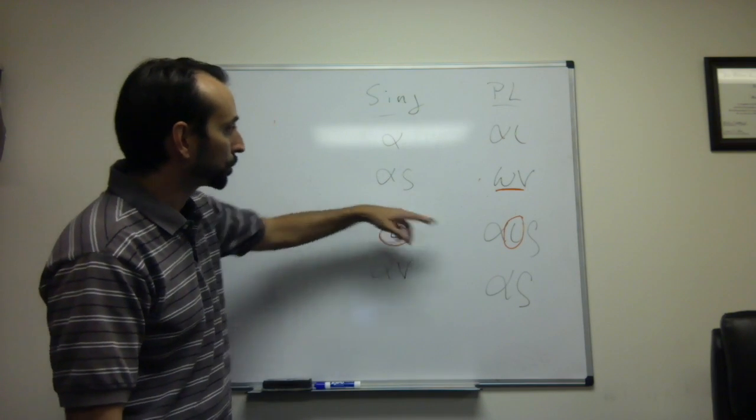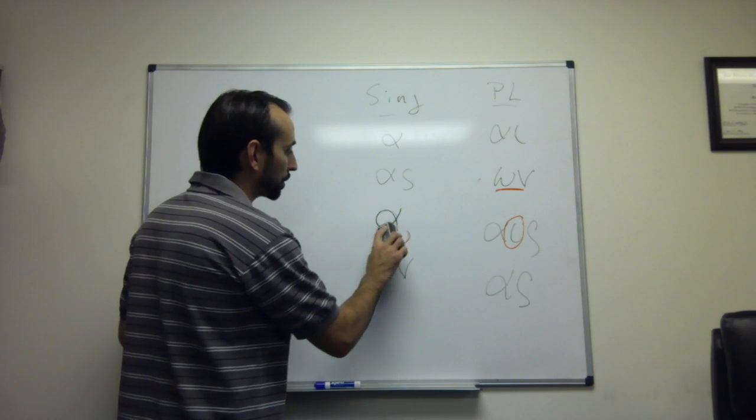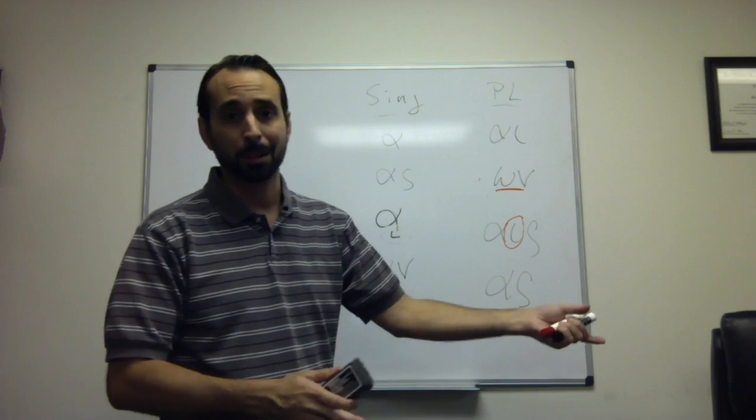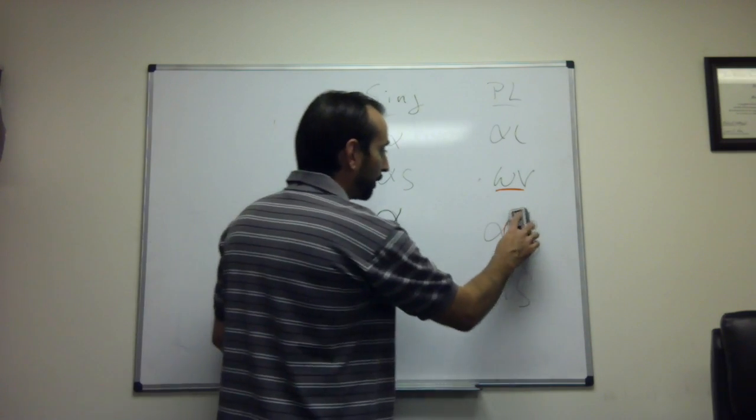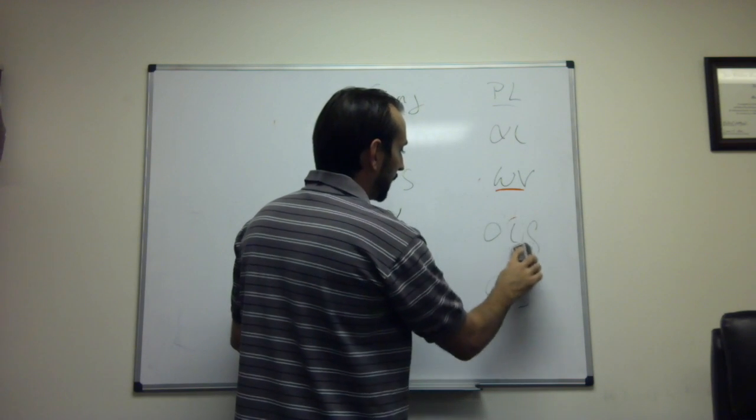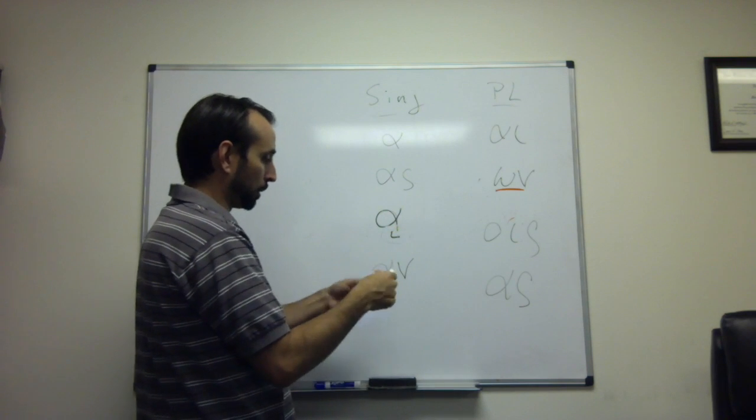So there's a couple little tricks to kind of help you start to get this stuff down. If I see an iota subscript, it's going to be dative singular. Doesn't matter whether you're talking second declension or first declension. If I see an iota subscript underneath there, I know I've got dative singular. If I have an omega nu, I know I have genitive plural.